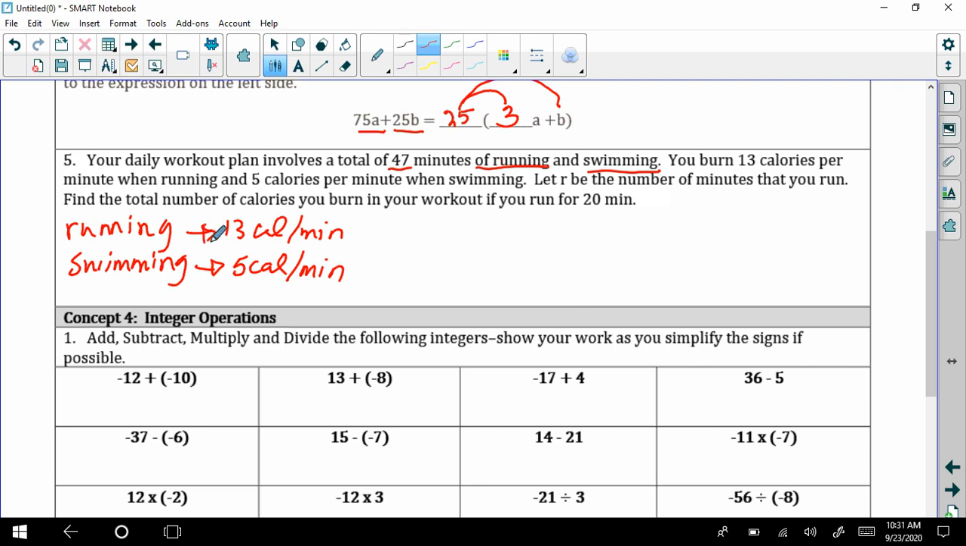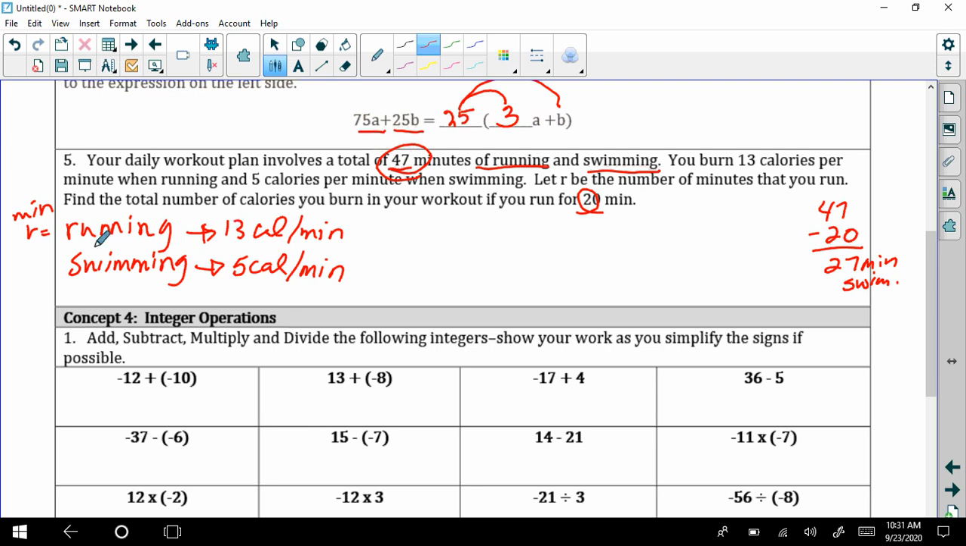Okay. Let R be the number of minutes that you run. So R equals running minutes. Find the total number of calories you burn in your workout if you run for 20 minutes. So running, I've got a total of 47 minutes. So I'm going to run for 20 of them. So 47 minus 20 gives me 27, and that's going to be minutes swimming.